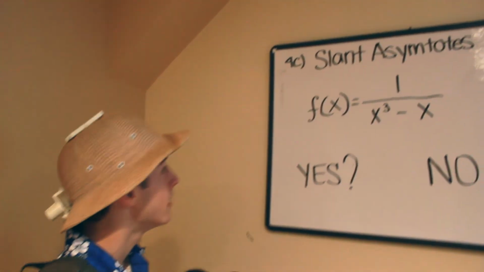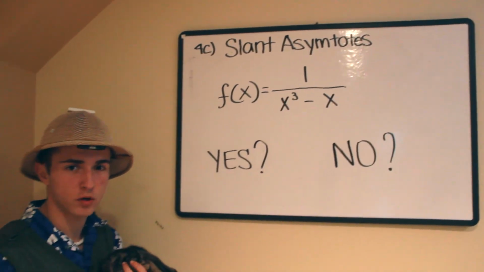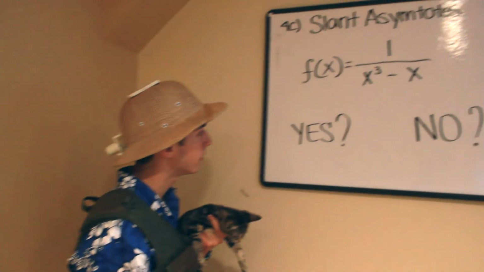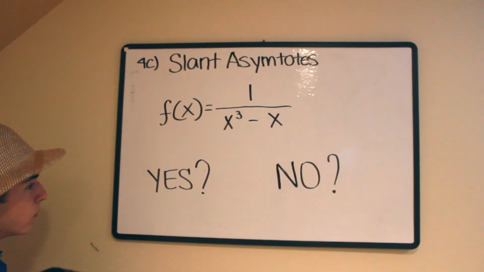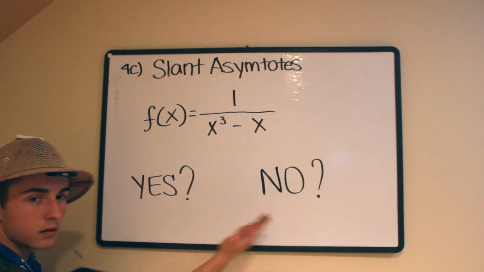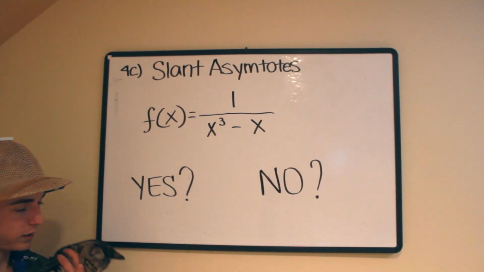So now let's solve for our slant asymptotes. So, if we have a horizontal asymptote, do we have a slant asymptote? What do you think? What do you think, my friend?